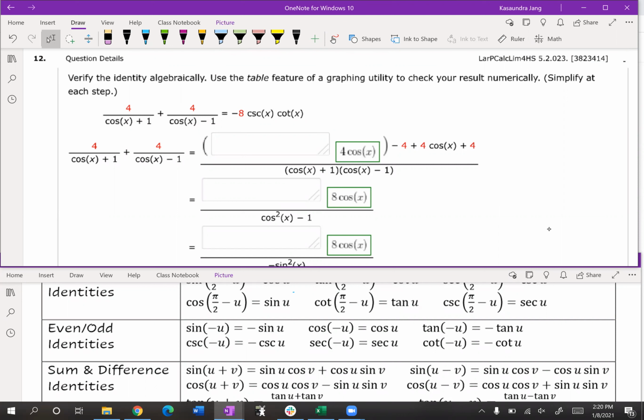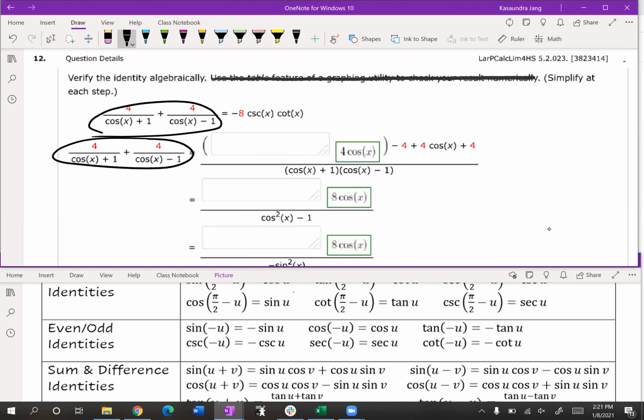So this second part here that says use the table feature of the graphing utility to check your result numerically, I honestly didn't teach you how to do that, and you don't need to, so don't stress about that. So let's see, this left side of the equation, that's what we're starting with. And it looks like they have tried to get a common denominator, so they multiplied by the other denominator.